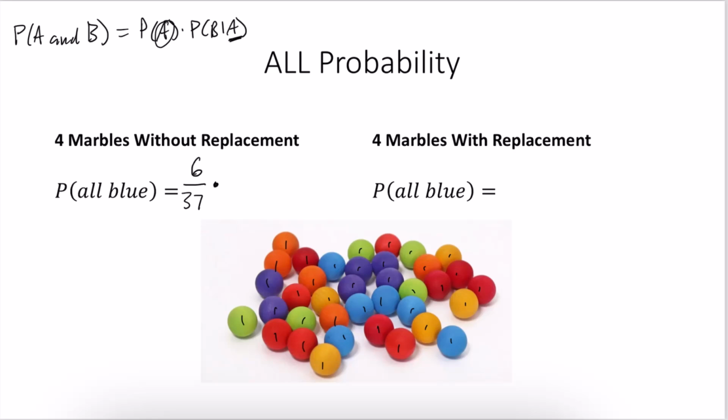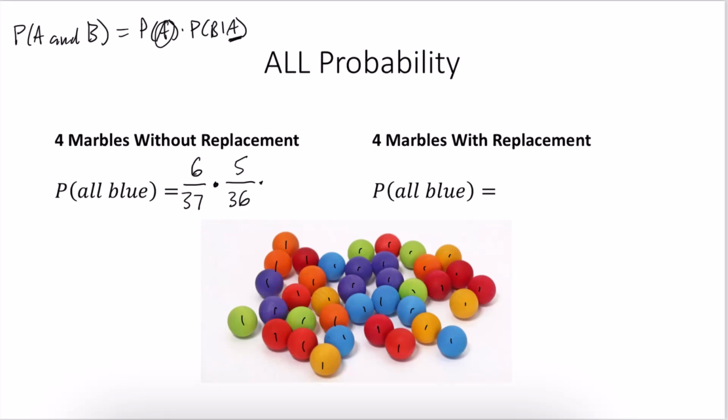So I select a marble, I get a blue one, and my second probability needs to be calculated assuming that I drew the marble I wanted on the first one. So if I don't replace the marble that I drew, the probability of the next marble being blue is going to be 5 out of 36, because there's only 36 marbles to choose from, and one of the blue ones was the one that I took out for the first event. So that probability would be 5 out of 36.